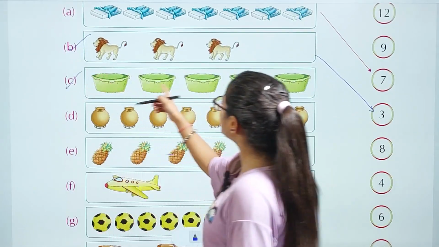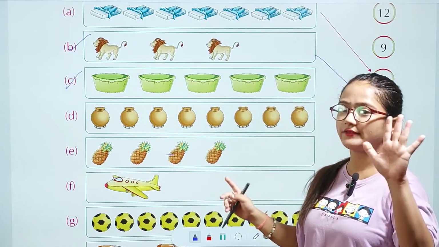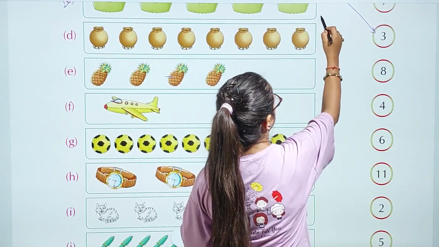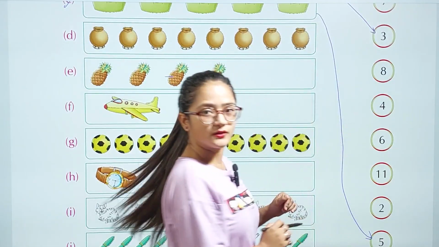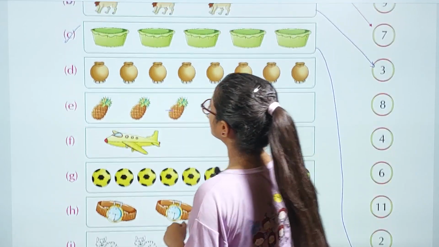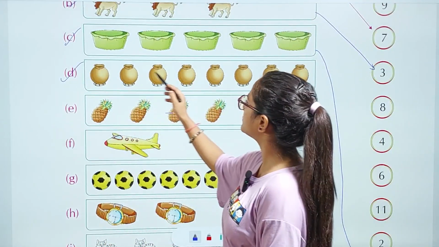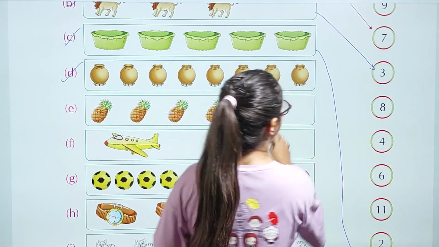Next, how many tubs are there? 1, 2, 3, 4, 5. 5 tubs are there. So match with 5. Okay. Next one. How many pots are there? There are 1, 2, 3, 4, 5, 6, 7, 8. 8 pots are there. So match with 8.